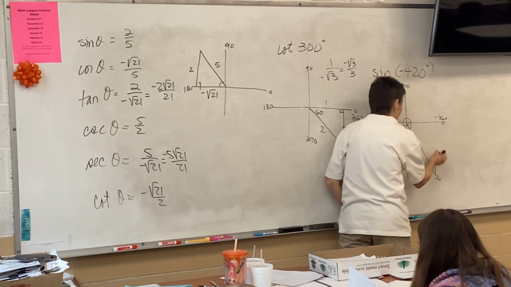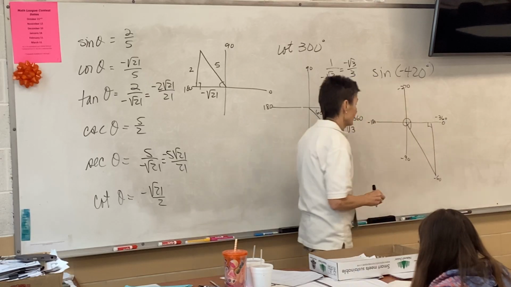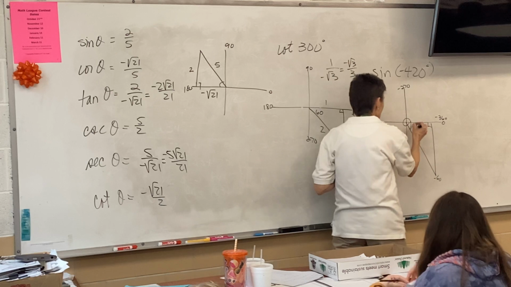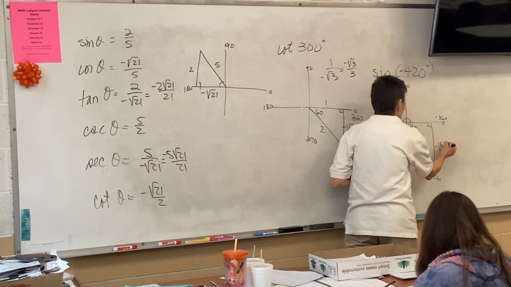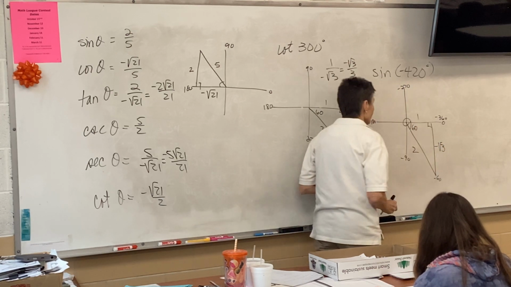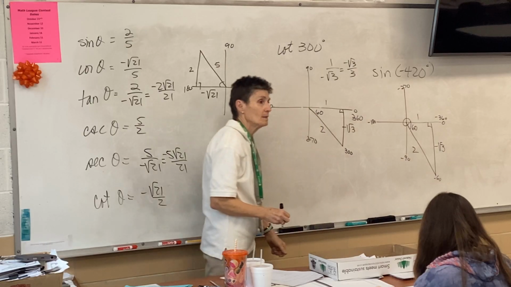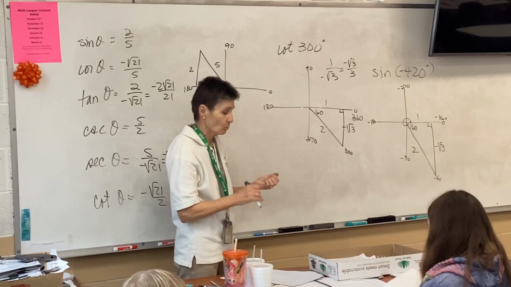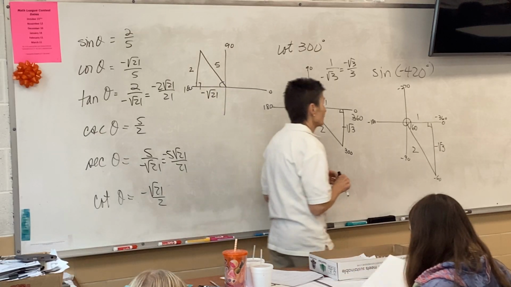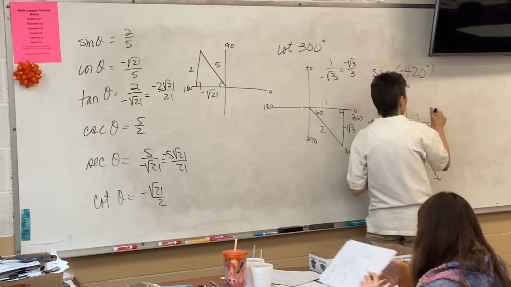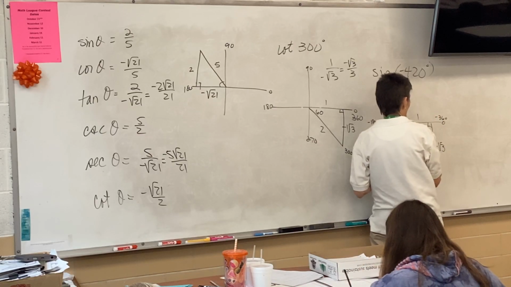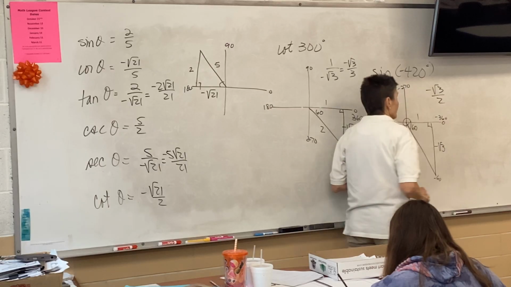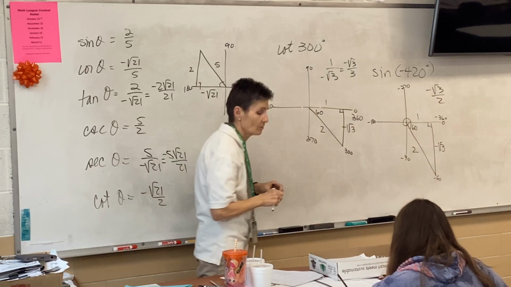So here's my perpendicular. Shoot, I think it's that same triangle, isn't it? Because that's 60. Yeah, it's the same triangle. But it's not the same problem. The problem wants the sine. So the sine will be, yeah, negative root 3 over 2. Opposite over hypotenuse.